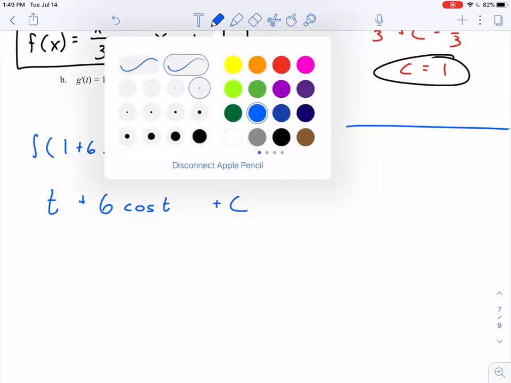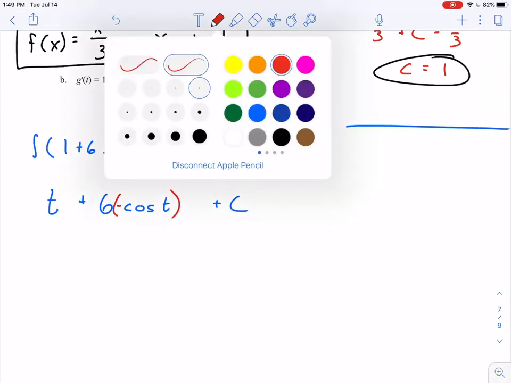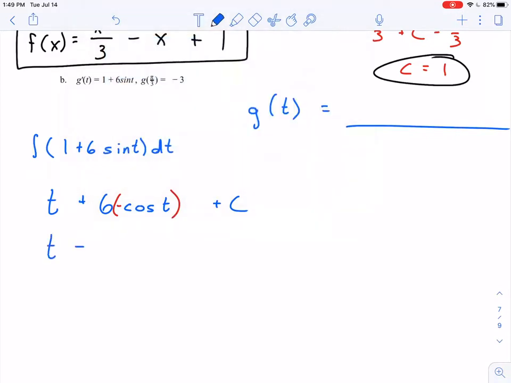But remember that we can always double check our work. If I take the derivative of 6 cosine of t, that would give me negative 6 sine of t. So I know that I'm off by a negative sign. I shouldn't have 6 times cosine of t. I should have 6 times negative cosine of t. Or perhaps t minus 6 cosine of t plus c. So here is my current g of x, or g of t, I guess in this case, excuse me, g of t. And I would like to now use this initial condition.